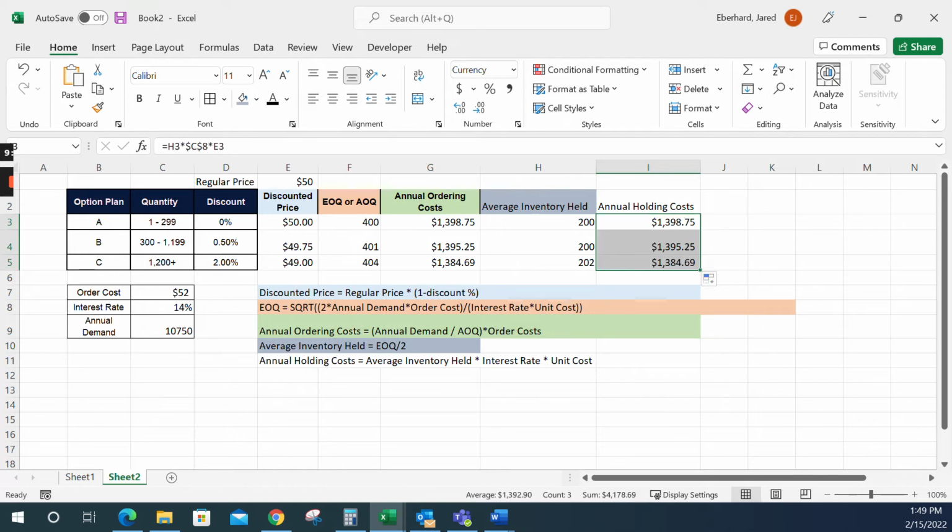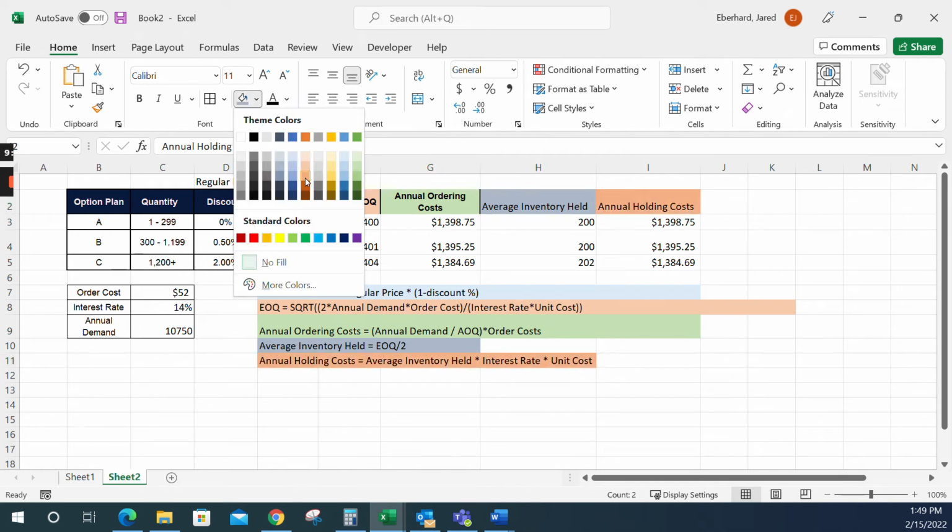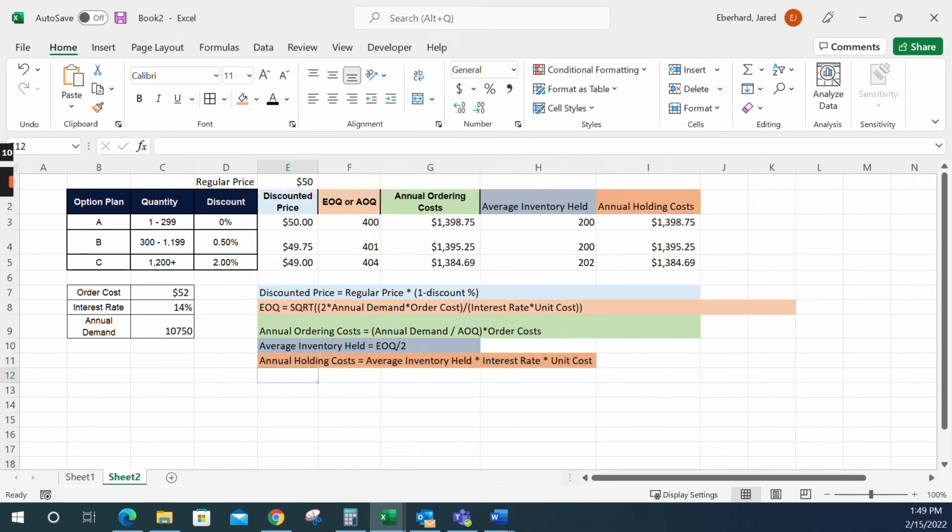Back over here. Look at that number for a minute. Do you notice anything? My holding cost and ordering costs are the same. That means the formula over here is right. That's the definition of the EOQ formula, is it balances out the ordering cost and the holding cost. I'm just going to do a quick color highlight.